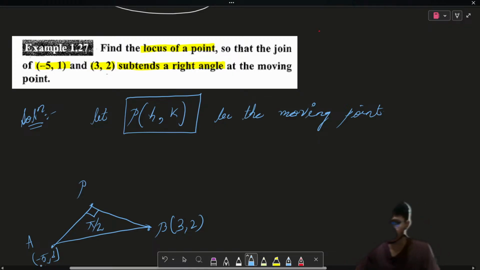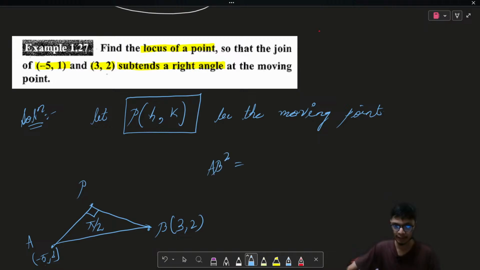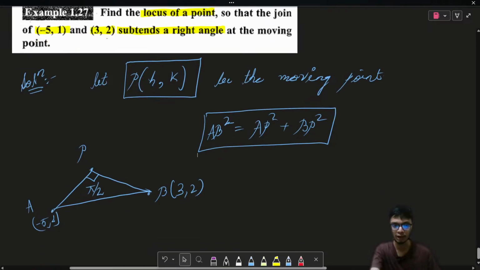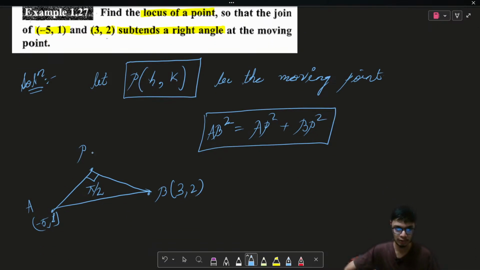Again, very simple. We'll try to utilize the concept of perpendicular lines, or maybe we can use what we have already studied in our previous discussions of vector algebra, or maybe I can use the simple Pythagoras theorem to solve this problem. So if I use the Pythagoras theorem, I will easily obtain the condition that AB square is equal to AP square plus BP square, right? Because the right angle is formed at point P.